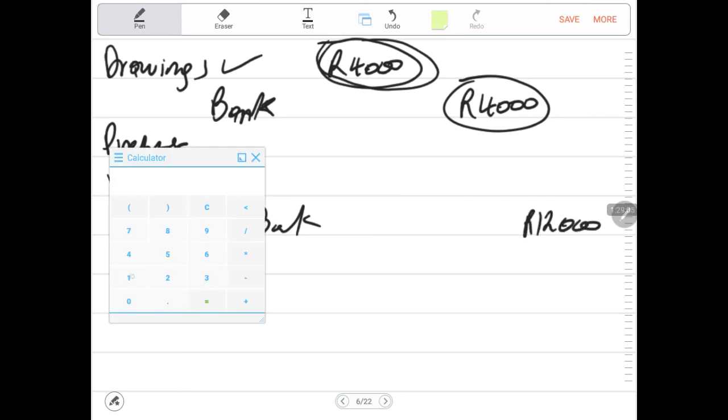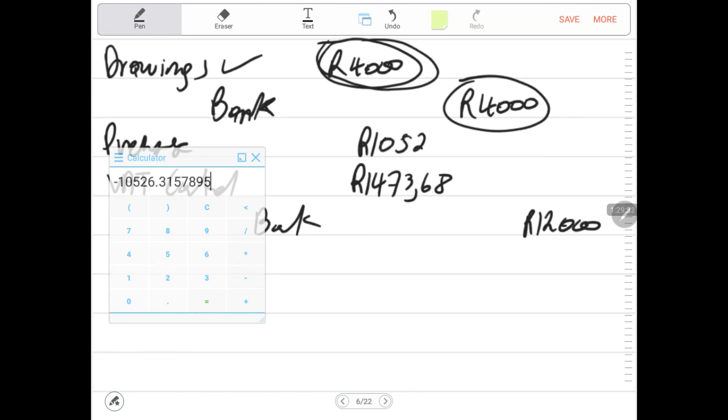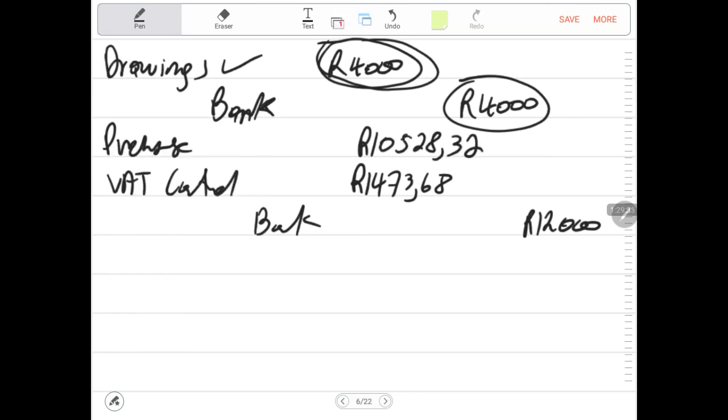Then we say in this 12,000 included is an amount of VAT that needs to be removed, because inventory must always exclude VAT, 14 over 114. Then our input VAT will be an amount of 1,473 Rand 68 cents, minus this 12,000. This means the cost of the inventory will be 10,528.32. You just record this under purchases, VAT control, and our bank, in which journal? Cash payment journal. Don't forget, all these transactions we are dealing with currently are under cash payment journal.